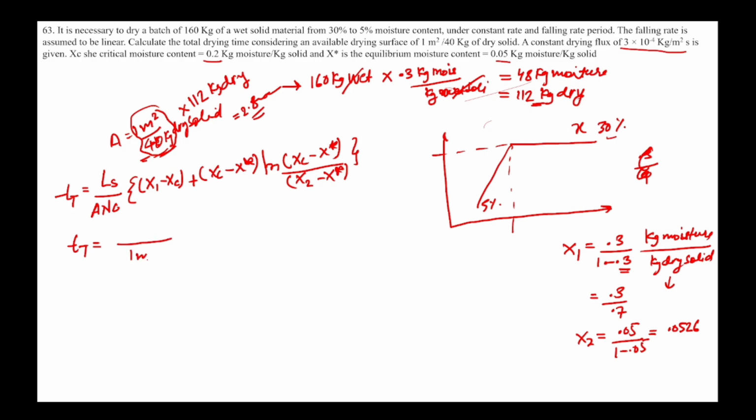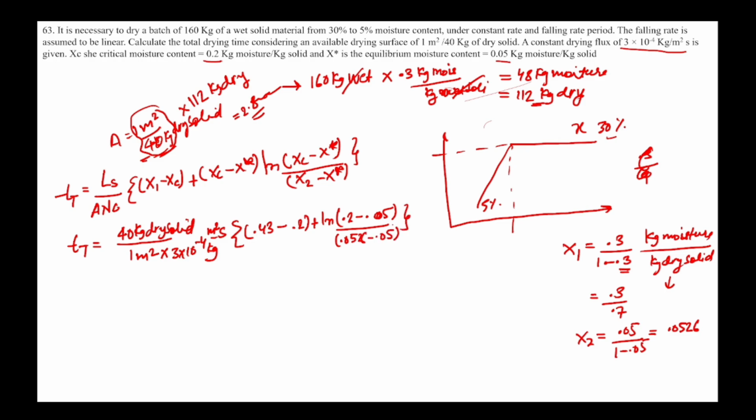If I put 1 square meter, that is the area, upon 40 kg dry solid, into Nc, which is 3 into 10 to the power minus 4 kg dry solid per square meter second, then X1 is 0.3 divided by 0.7, which is 0.43. So 0.43 minus 0.2 plus ln of (0.2 minus equilibrium 0.05) divided by (0.0526 minus 0.05). Solve it, you will get the total time.